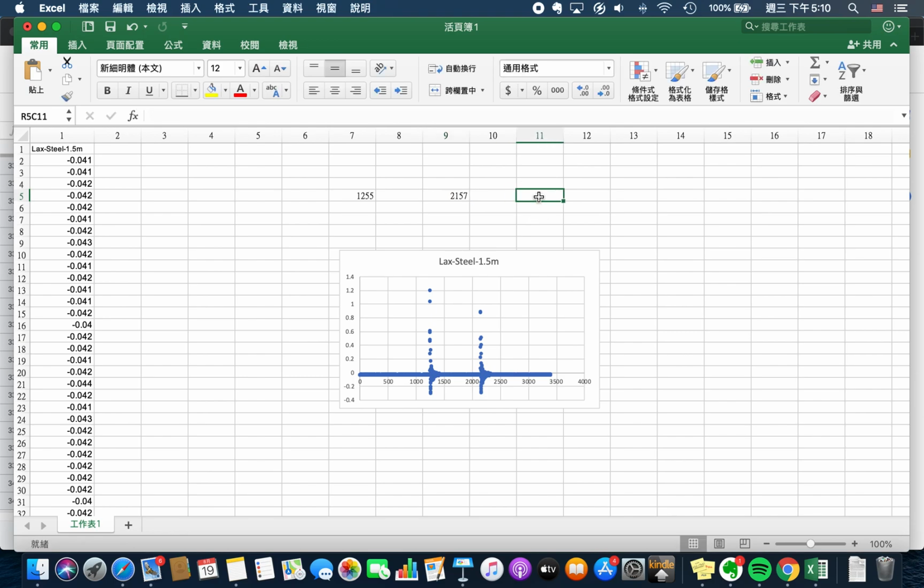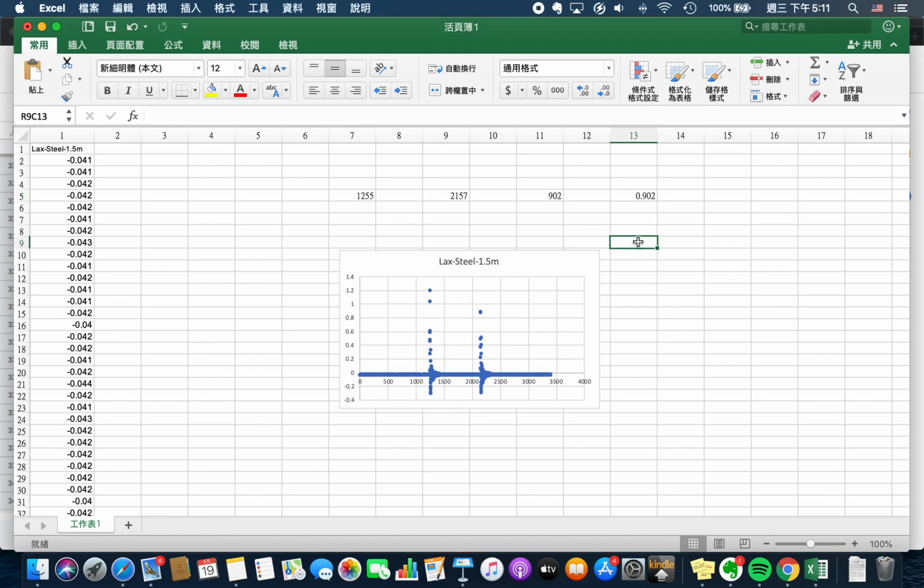We can calculate here. So that equals 2157 minus 1255, right? You got 902 data points. So how many seconds are there? We care about seconds, right? We know the sampling rate is 1000. So we do equals 902 divided by 1000. You got 0.9 seconds. So that's basically how much time there is in between 2 peaks, 0.9 seconds.